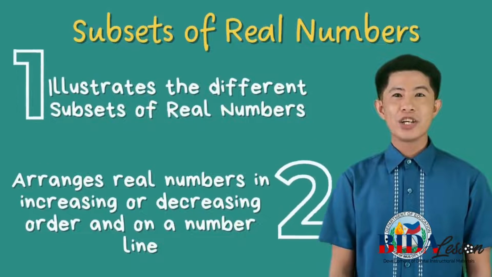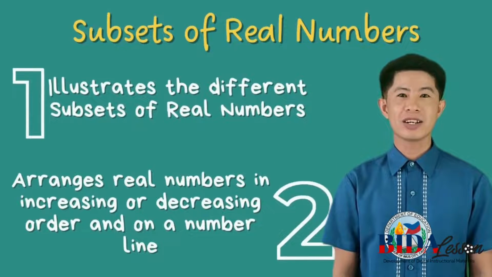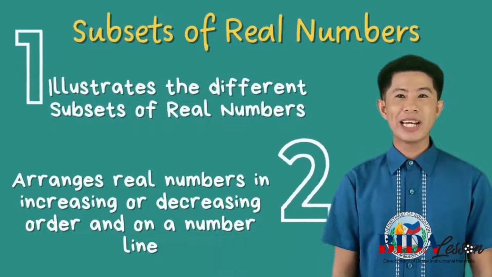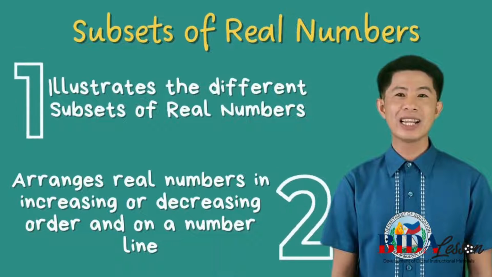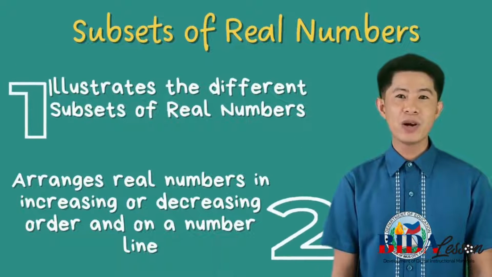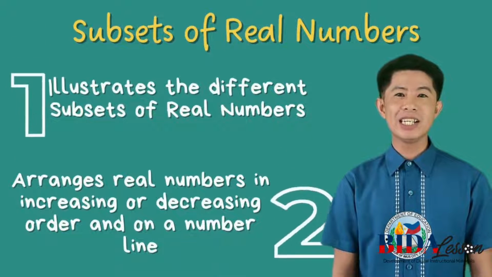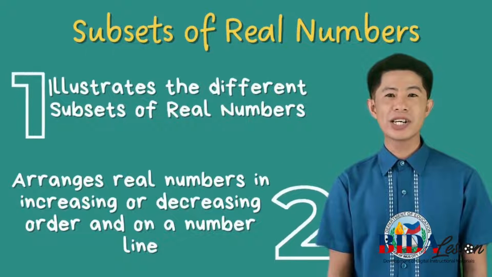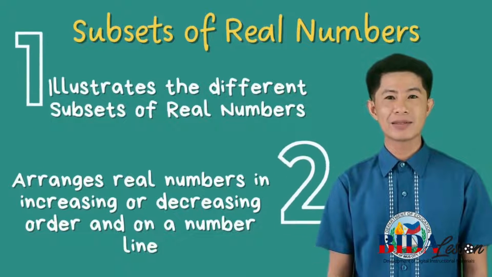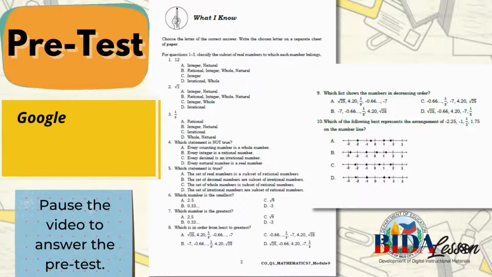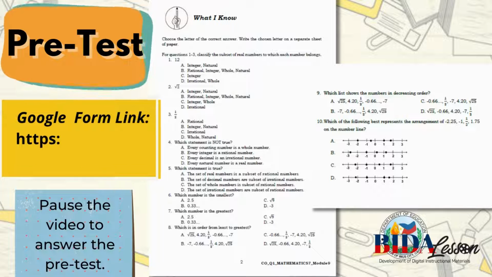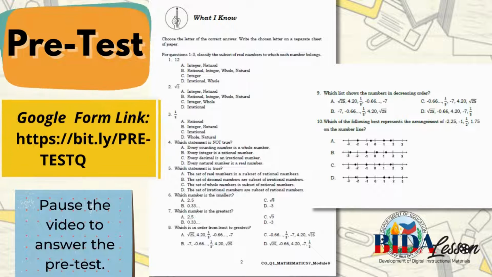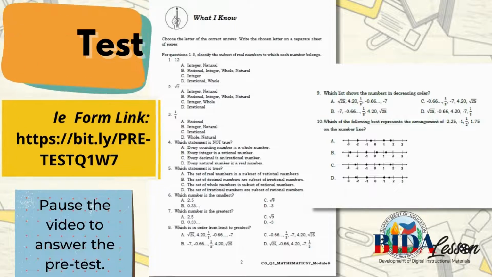For this week, you will learn the following lessons. For Lesson 1, illustrates the different subsets of real numbers. For Lesson 2, arranges real numbers in increasing or decreasing order and on a number line. Before we begin with this week's lesson, answer the pre-test to see how much you already know about the topic. Write your answer in your answer sheets or access the link of the Google form posted on your screen.